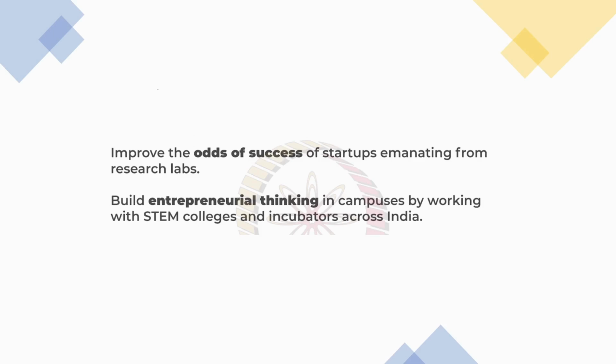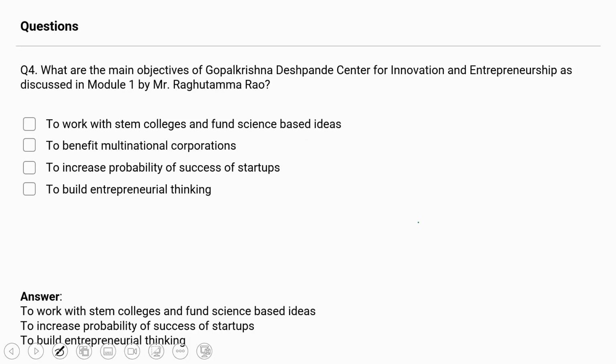Okay. So the objectives of GTC are to improve the odds of success of startups emanating from the research labs, to build entrepreneurial thinking in the campuses by working with the STEM colleges and incubators across India. So if you see, the entrepreneurial thinking is there to increase the probability of success, the odds of success, and to work with the STEM colleges and science-based ideas. So what you see here is the options A, C, and D, which are the correct ones.